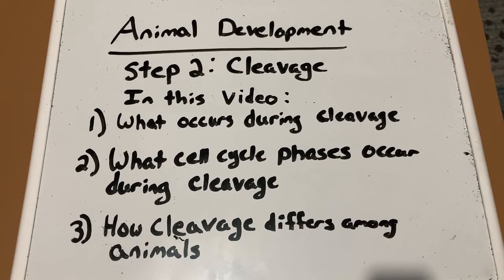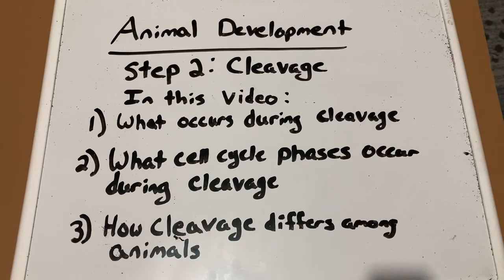In the previous video, we talked about the first step in the embryonic stages, which is fertilization. In this video, we will talk about the next step, which is cleavage. Within this step, we will: 1. Talk about what occurs during cleavage, 2. Figure out what cell cycle phases occur during cleavage, and lastly, we'll see how cleavage differs among different animals, such as mammals, amphibians, and birds.